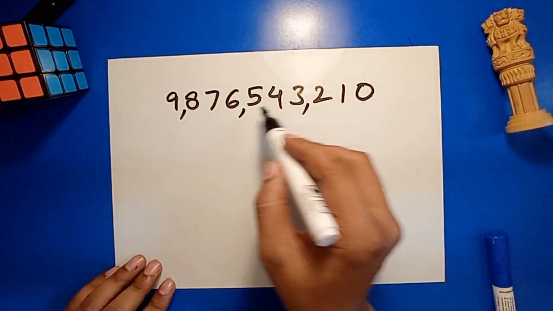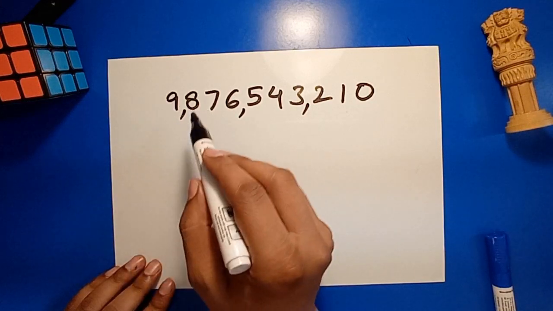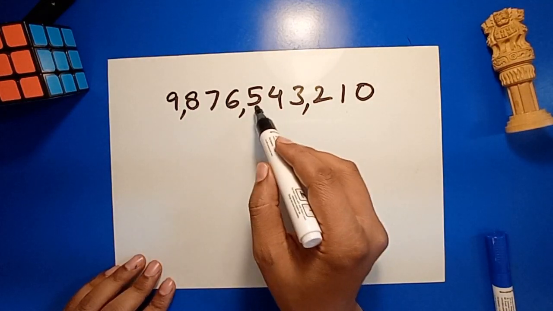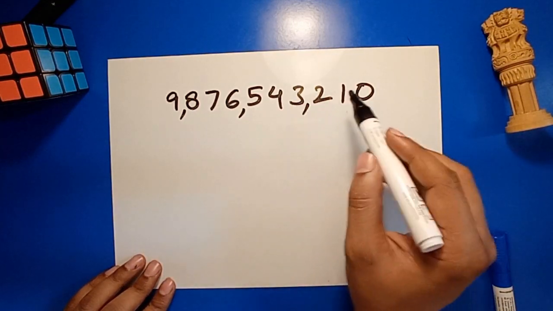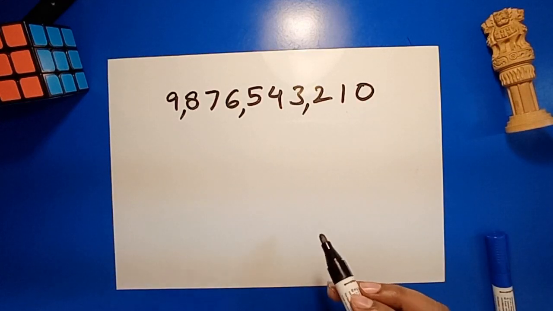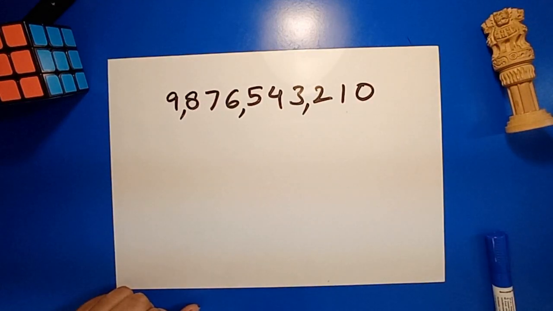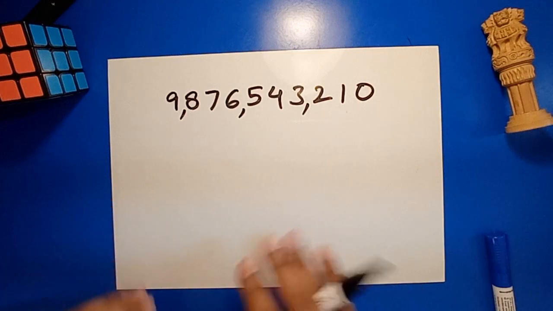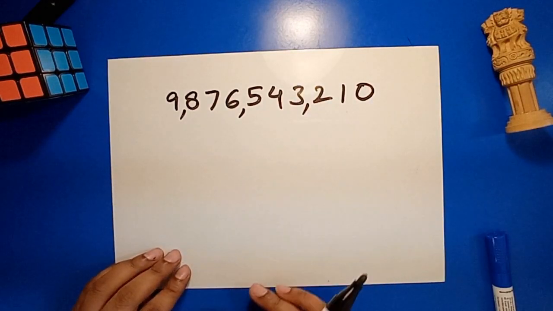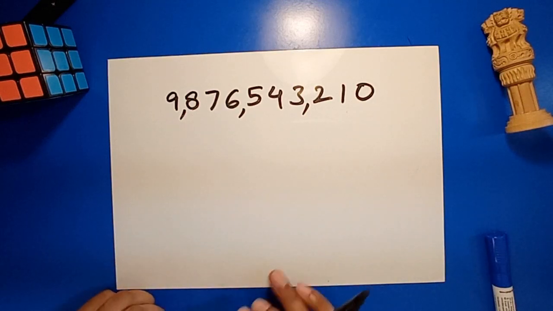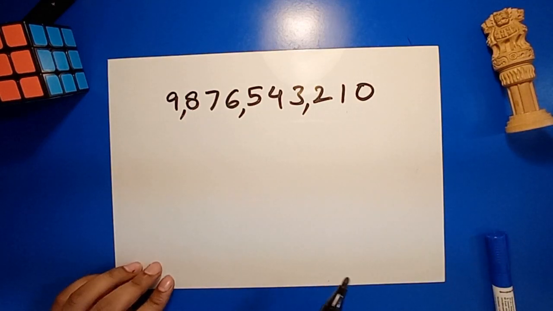What is it? This is 9,876,543,210. Pause the video and try and see if there is any number which is bigger than this and uses all 10 digits. Now, what would be the smallest 10 digit number that uses all 10 digits?